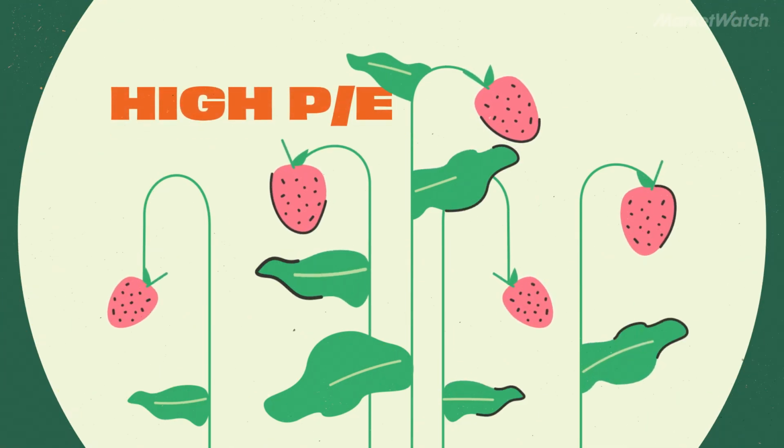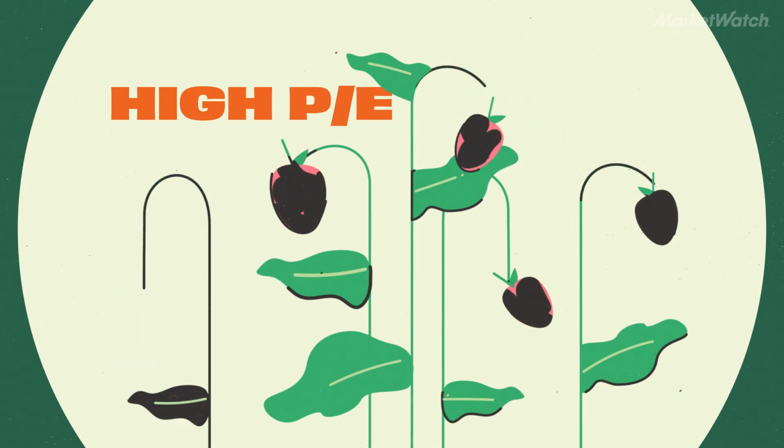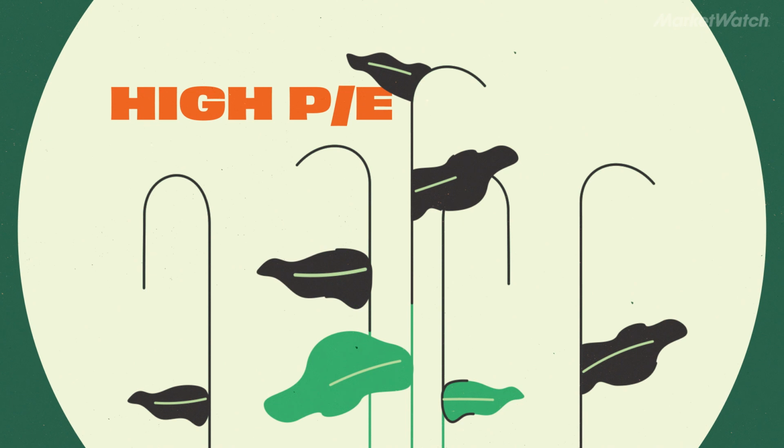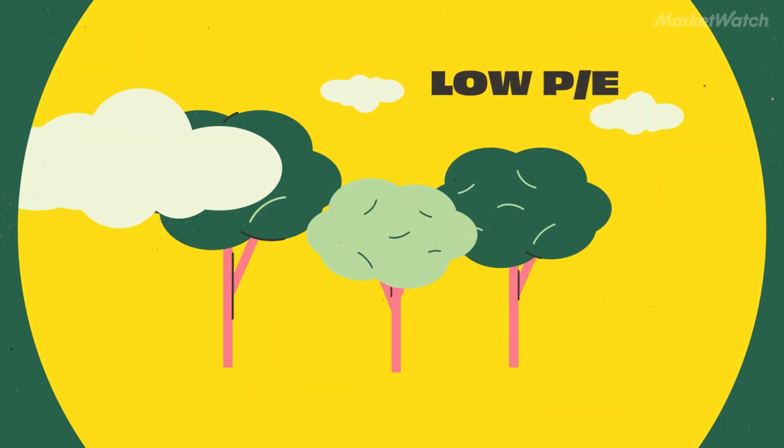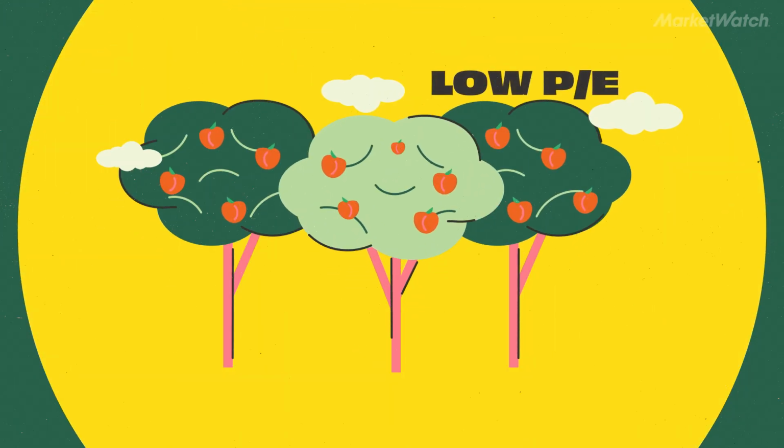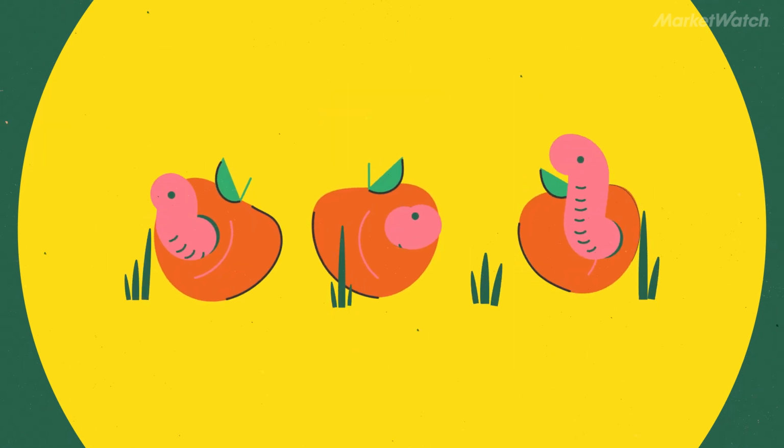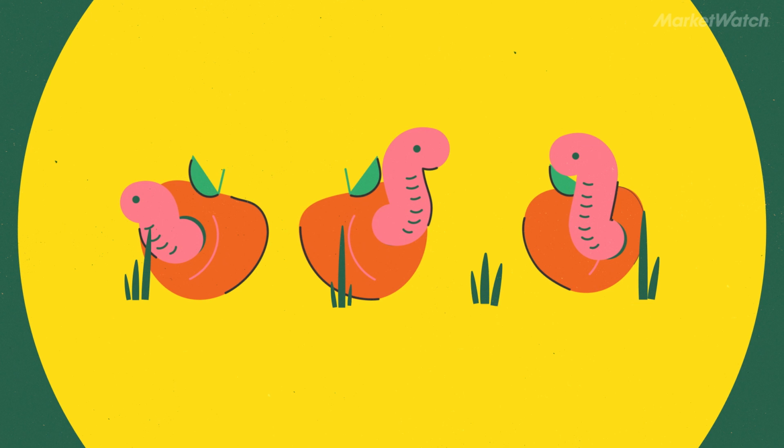That can make them risky, because their stock prices can crash back down to earth if they fail to deliver on investors' expectations. Slower-growing stocks with lower PEs don't have to hit as high a bar, so they may produce steadier returns. There's no guarantee of that, though. Sometimes a low PE just means a company doesn't have a very good business.